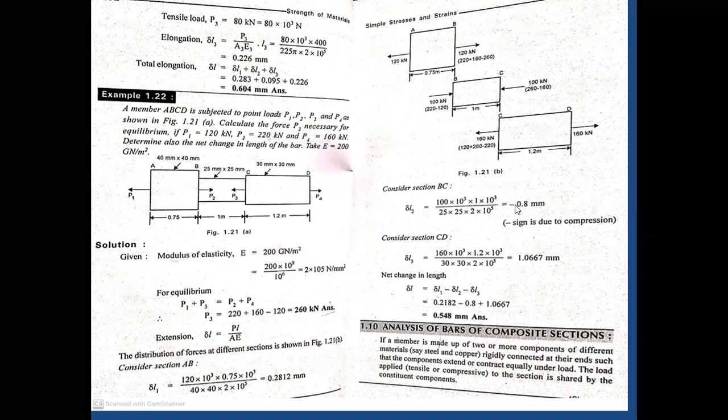Negative sign for the compression, and positive plus for tension. The total length change will be 0.548 mm. Okay, in the coming section we are going to discuss composite sections.